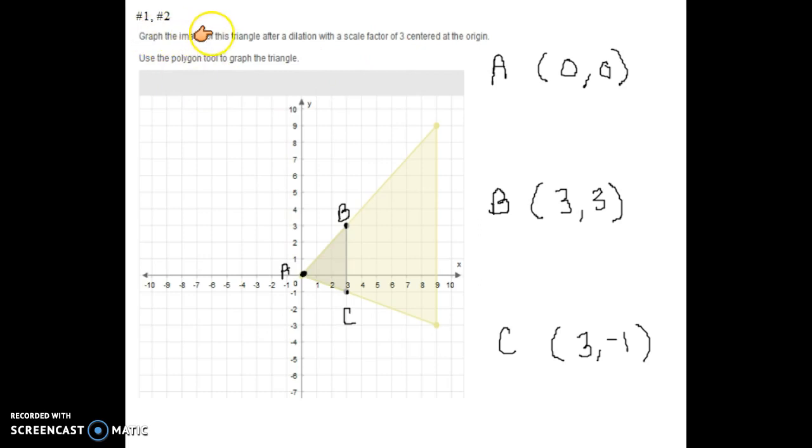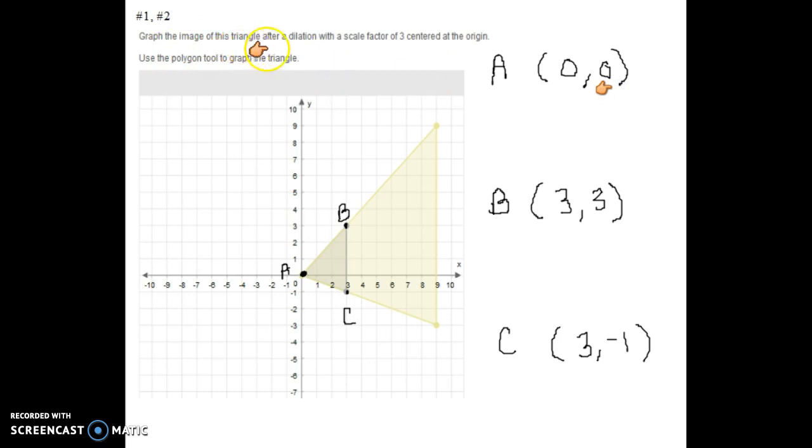So number 1 and 2 are very similar. Number 1, you have a triangle. They want you to graph after a dilation, and number 2 is a square. So you're going to work these the same way. What I suggest is label your points, and then on a separate sheet of paper, maybe get your coordinates so you know where to plot the points. So I've labeled this A, B, and C. Point A is at 0, 0.